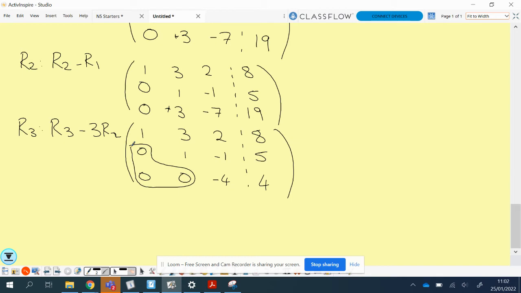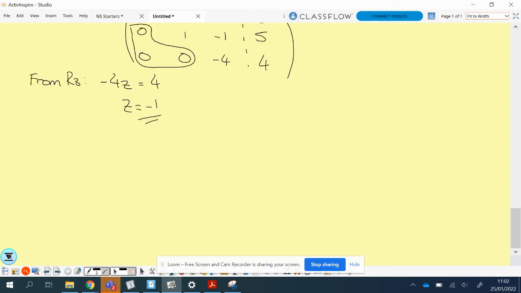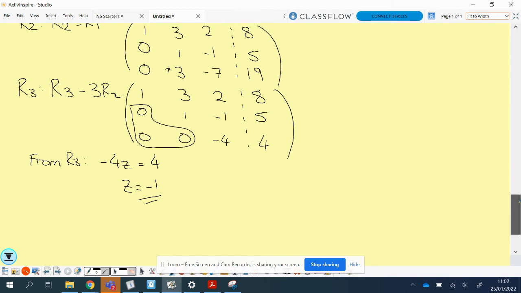So looking at now row 3, it's telling me that negative 4 lots of z, because that's what that last column was, okay, equals 4. Okay, therefore z would have to be negative 1. Okay, so I found my value of z.